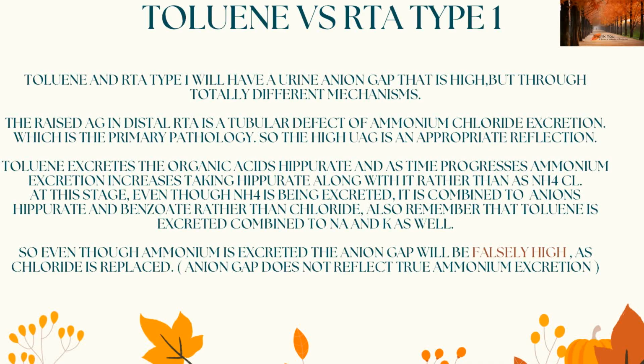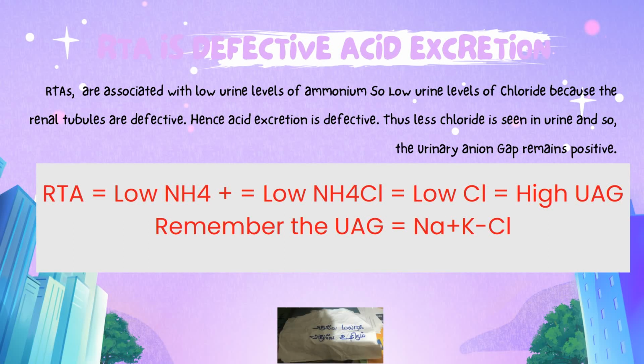The other has a urinary anion gap that is inappropriately high, even though ammonium is being excreted, and the reason and the pathology behind it I have explained in detail. If you have a read of this, you would understand that very clearly. This again is a revision of the concepts that we have discussed multiple times in the past as to why the renal tubular acidosis have a raised urinary anion gap.